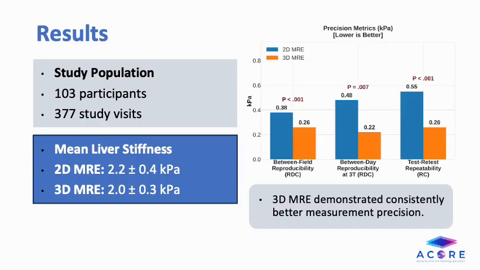The study included a total of 103 participants and 377 imaging visits across all participants. The average liver stiffness measured approximately 2.2 kilopascals with two-dimensional MR elastography and 2 kilopascals with three-dimensional MR elastography. Overall, three-dimensional MRE consistently demonstrated better measurement precision than conventional 2D MRE. Importantly, the investigators also observed that liver stiffness measurements obtained using 2D MRE were systematically higher than those obtained with 3D MRE, indicating that the two methods shouldn't be used interchangeably during longitudinal follow-up.